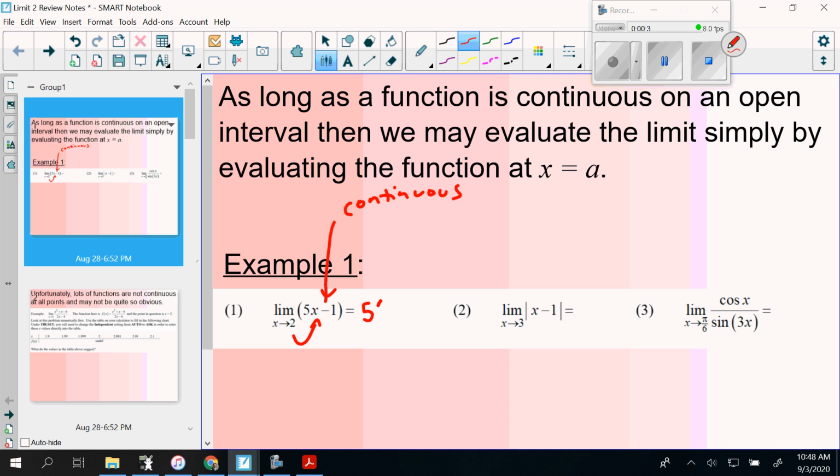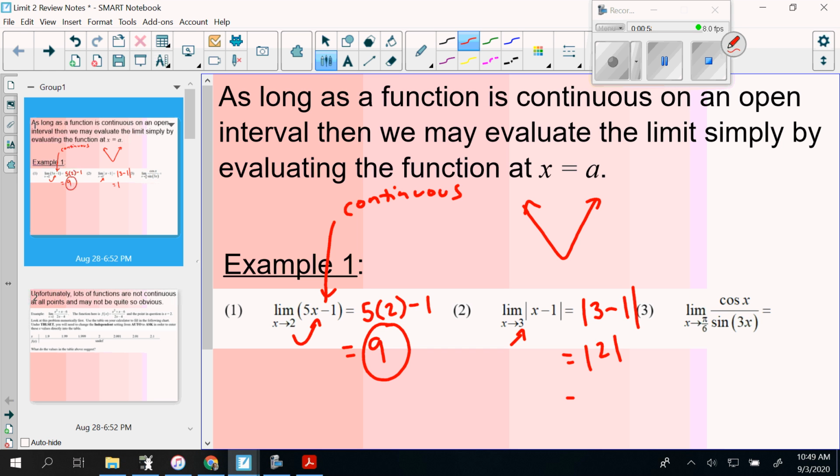So this would be 5 times 2 minus 1, which is 10 minus 1, or 9. And so the answer to that one would be 9. The absolute value function, we've looked at that before. That is going to have a shape like that and definitely continuous everywhere. So again, we should be able to just substitute in our limit approaching here, 3 for x, and evaluate this. So we got absolute value of 2, which is 2, and that would be the solution for that one.